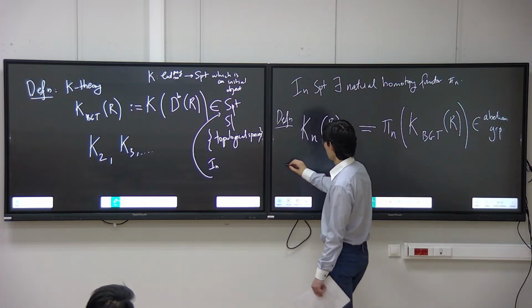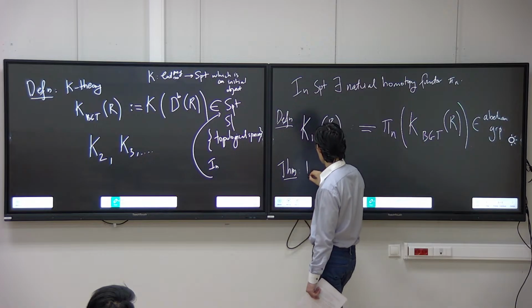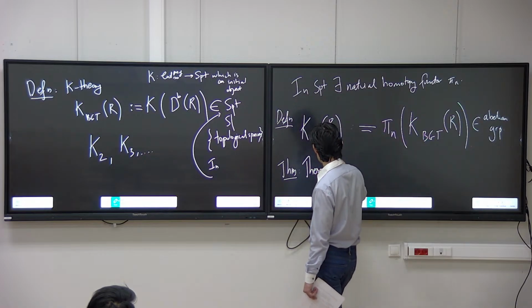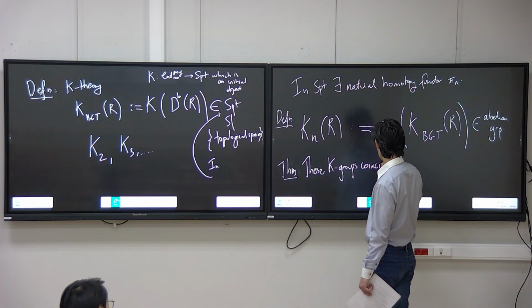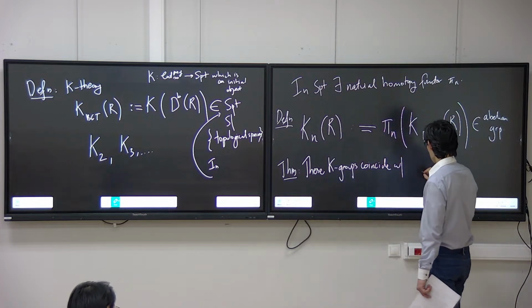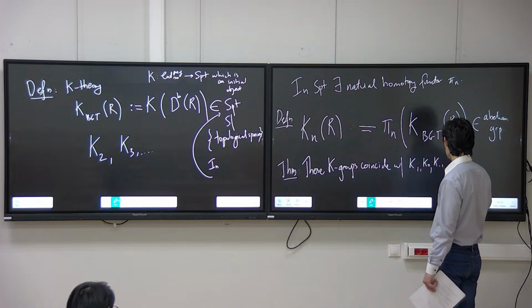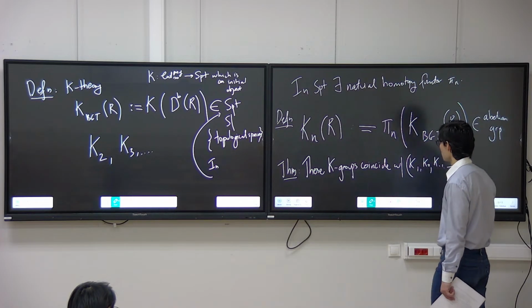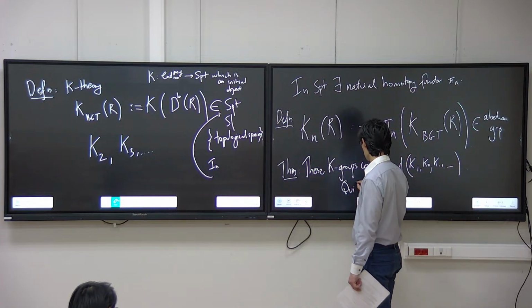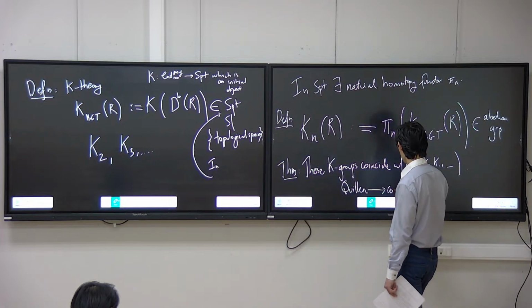Okay, and maybe one theorem is that these K groups coincide with K1, K0, K minus 1, etc. that we defined. And of course, there are other definitions of higher K groups. So one definition is from Quillen, and these also coincide there.